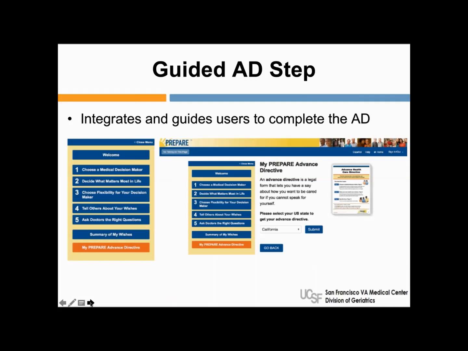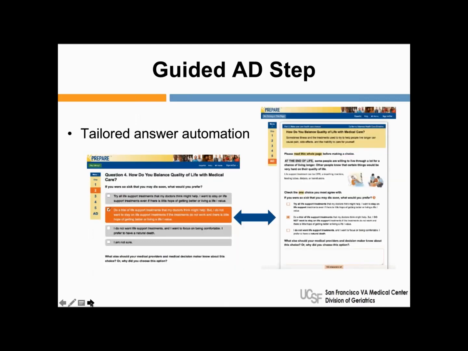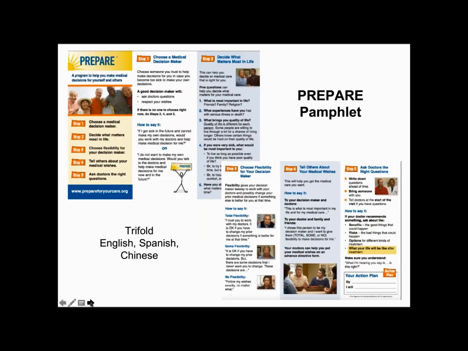We are in the process of creating what's called a guided advanced directive step. So this integrates and guides users to complete the advanced directive. It also has pop-up information, so as people are going through, if they want to know more, it will bring them back to the Prepare content that will help them complete that information. And this is available in California and will be available in other states in the coming months. Again, this is the pamphlet that we were talking about that can be downloaded. We have it available in English, Spanish, and Chinese.